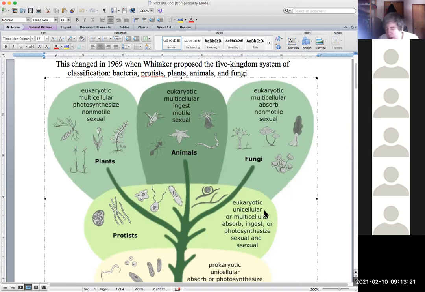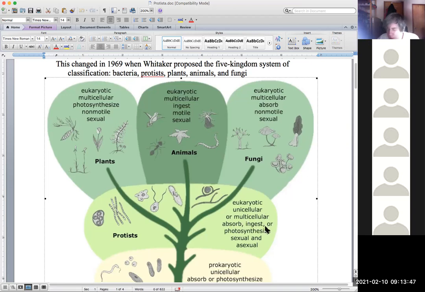Some of them are unicellular, so a single cell makes up their body. The largest Protists are about 30 meters long. That's about 90 feet long. So they're extremely large. Some of them absorb their food. Some of them ingest their food. Some of them photosynthesize to make their own nutrients.